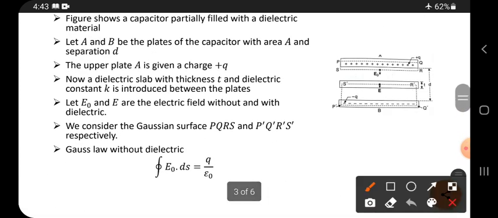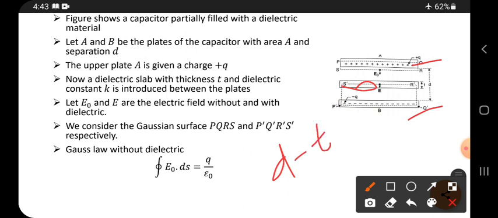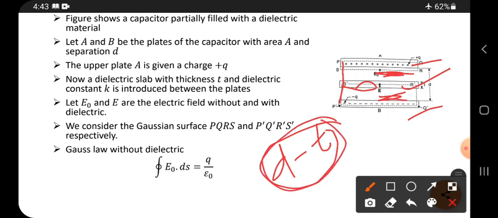See here friends, from here to here the distance is how much? D. Then this D minus T gives what? This gap and this gap. From the total distance, simply subtract this one, then we get this gap and this gap, that is D minus T.